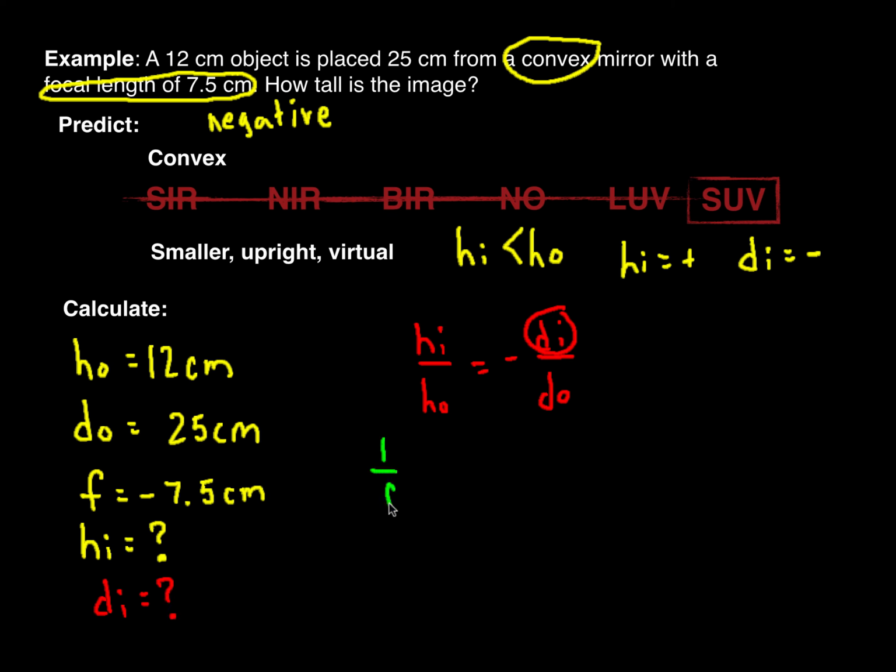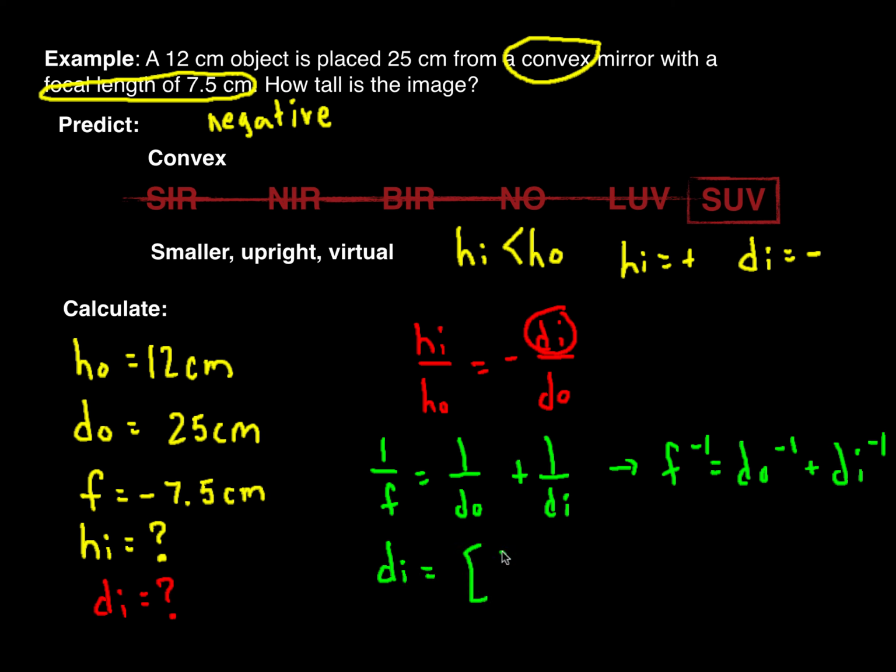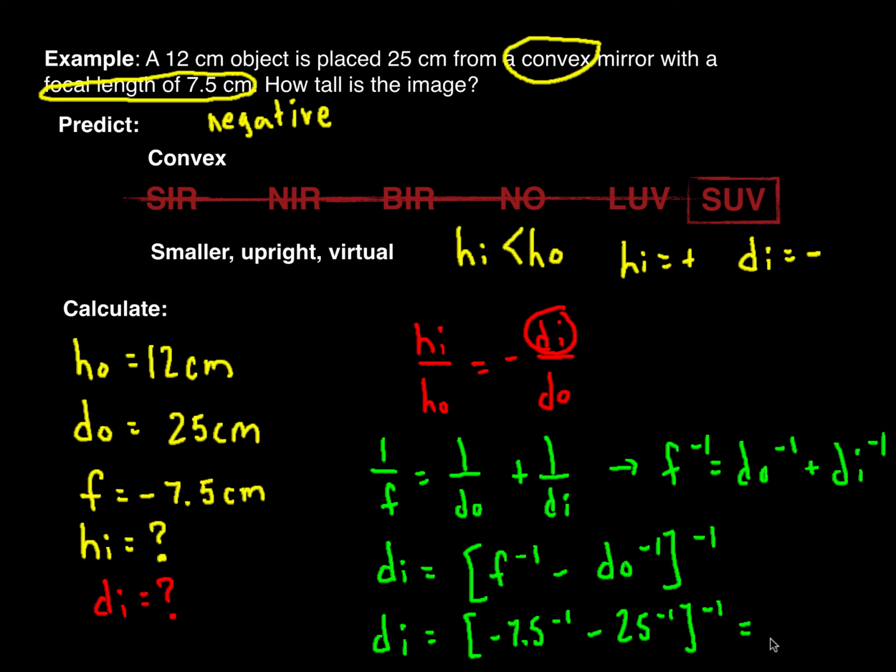The first formula is 1 over focus equals 1 over DO plus 1 over DI. This is focus to the -1 equals DO to the -1 plus DI to the -1. We can rearrange this for DI. DI equals focus to the -1 minus DO to the -1, all to the power of -1. So DI equals negative 7.5 to the -1 minus 25 to the -1, all to the power of -1, which gives us a DI value of negative 5.769 centimeters, which is virtual as we predicted.